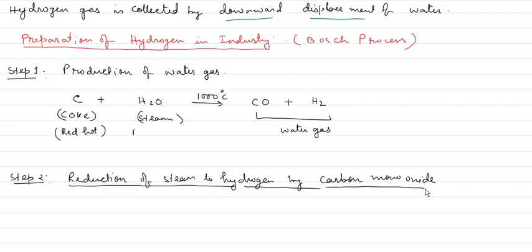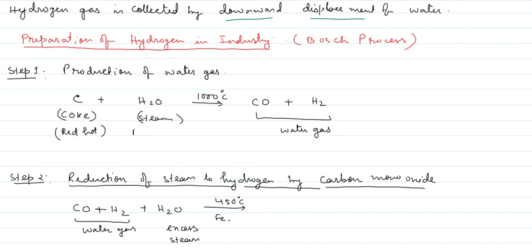The carbon monoxide and hydrogen, that is the water gas, react in presence of excess steam at 450 degrees Celsius. Remember, these conditions are very important, so you have to write them. And one catalyst is used, that is ferric oxide. So ferric oxide acts as a catalyst, and at 450 degrees Celsius this reaction takes place, in which the carbon combines with oxygen and forms carbon dioxide.